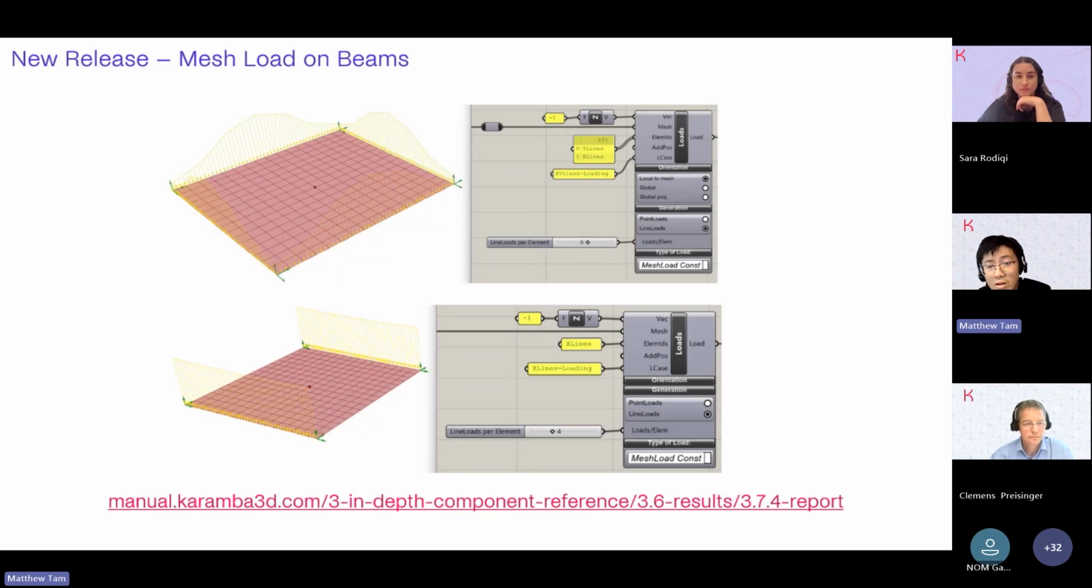And this basically allows you to have a bit more control of how wind loads are applied onto different types of elements and how many line loads you're generating. And for example, here you can see at the top, you start to create this sort of gradient of the loads depending on the mesh input.